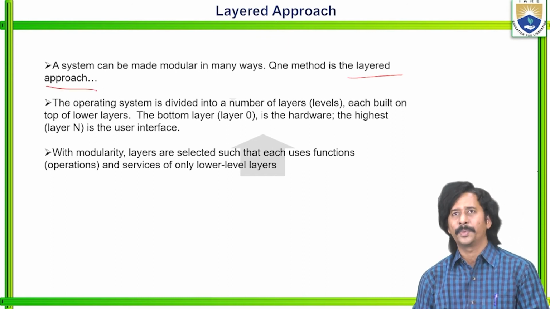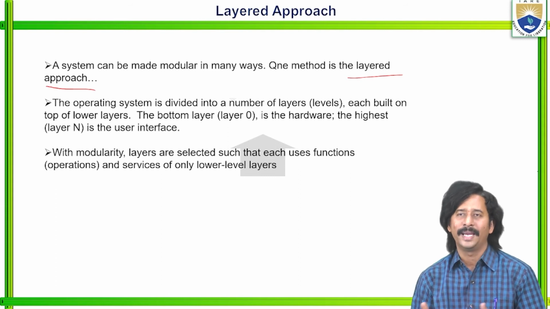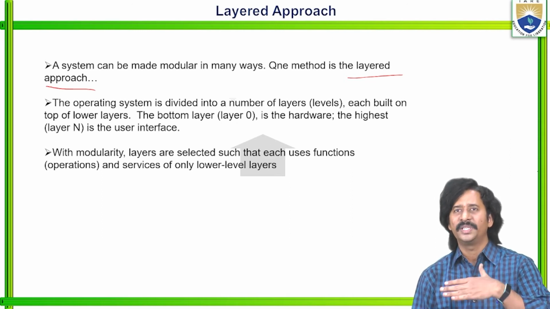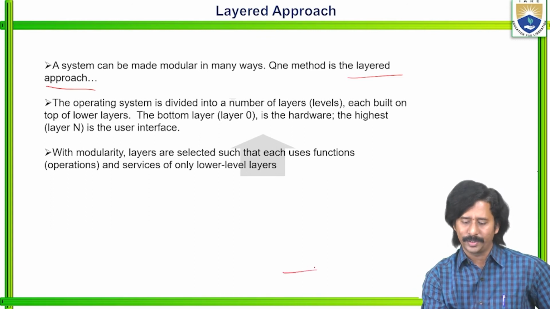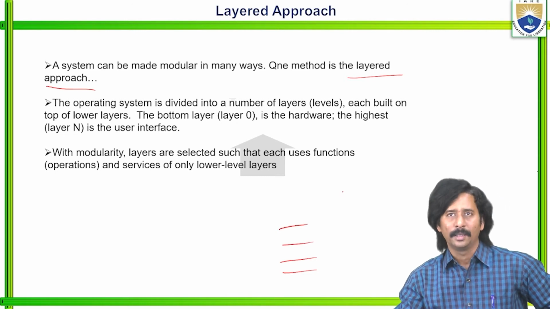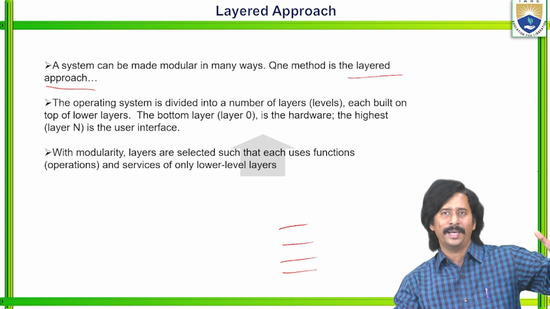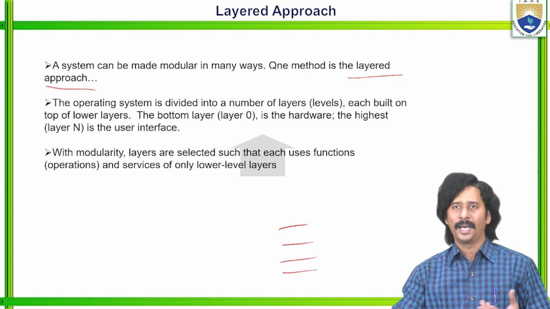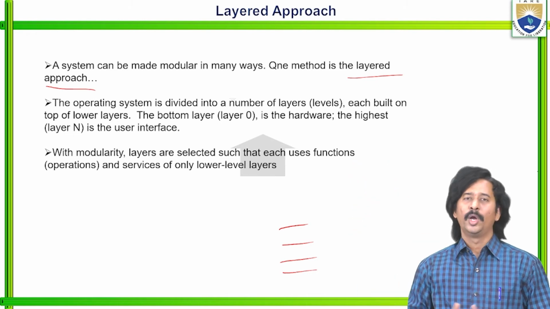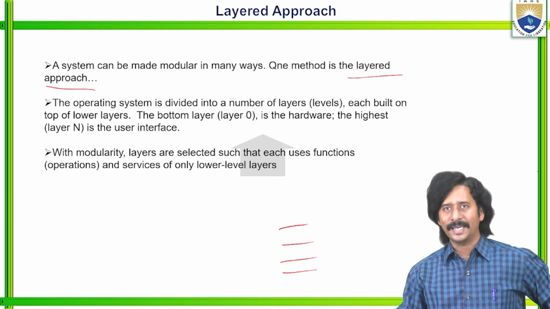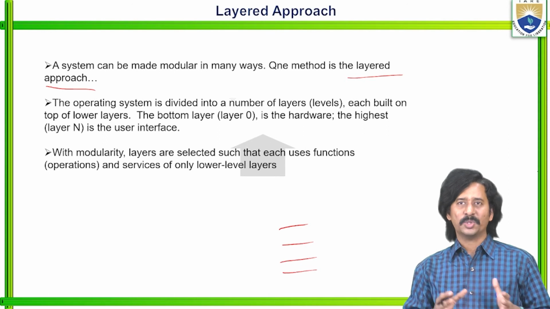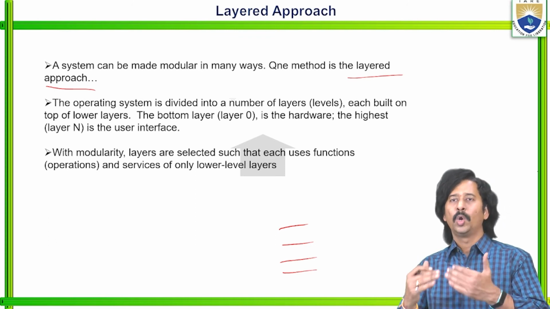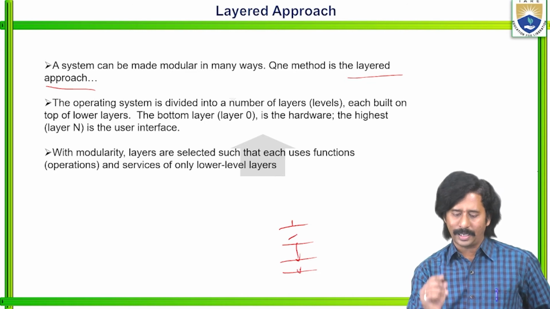In the layered approach, the operating system is divided into a number of layers or levels. Each layer is built on top of lower-level layers: layer 0, layer 1, layer 2, layer 3, and so on up to layer n. The bottom layer is the hardware, which interacts with hardware components like ROM BIOS and device drivers. The highest layer is the user interface, and users always interact with only the highest-level layer. With modularity, the layers are selected such that each layer uses the functions and services of only lower-level layers.